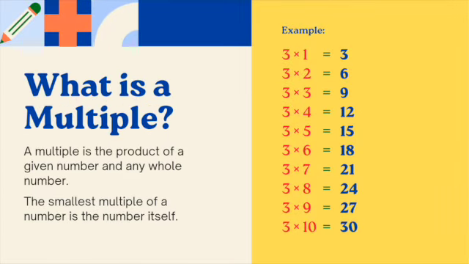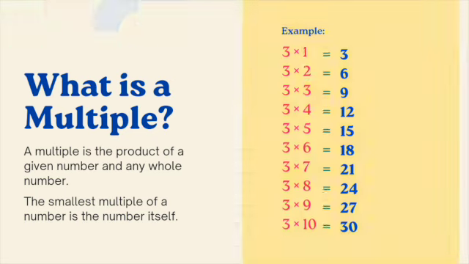A multiple is the product of a given number and any whole number. The smallest multiple of a number is the number itself, and as you can see here, the multiples of 3 are 3, 6, 9, 12, 15, 18, and so on.